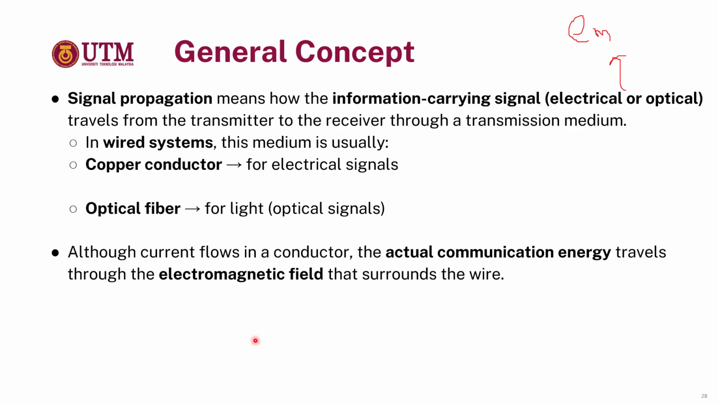Actually, what you have learned from your previous subject, EMT, whenever there is alternating current, whenever there is AC, there will be an electromagnetic wave. So electromagnetic wave is not only limited to wireless communications. That one we have to bear in mind.